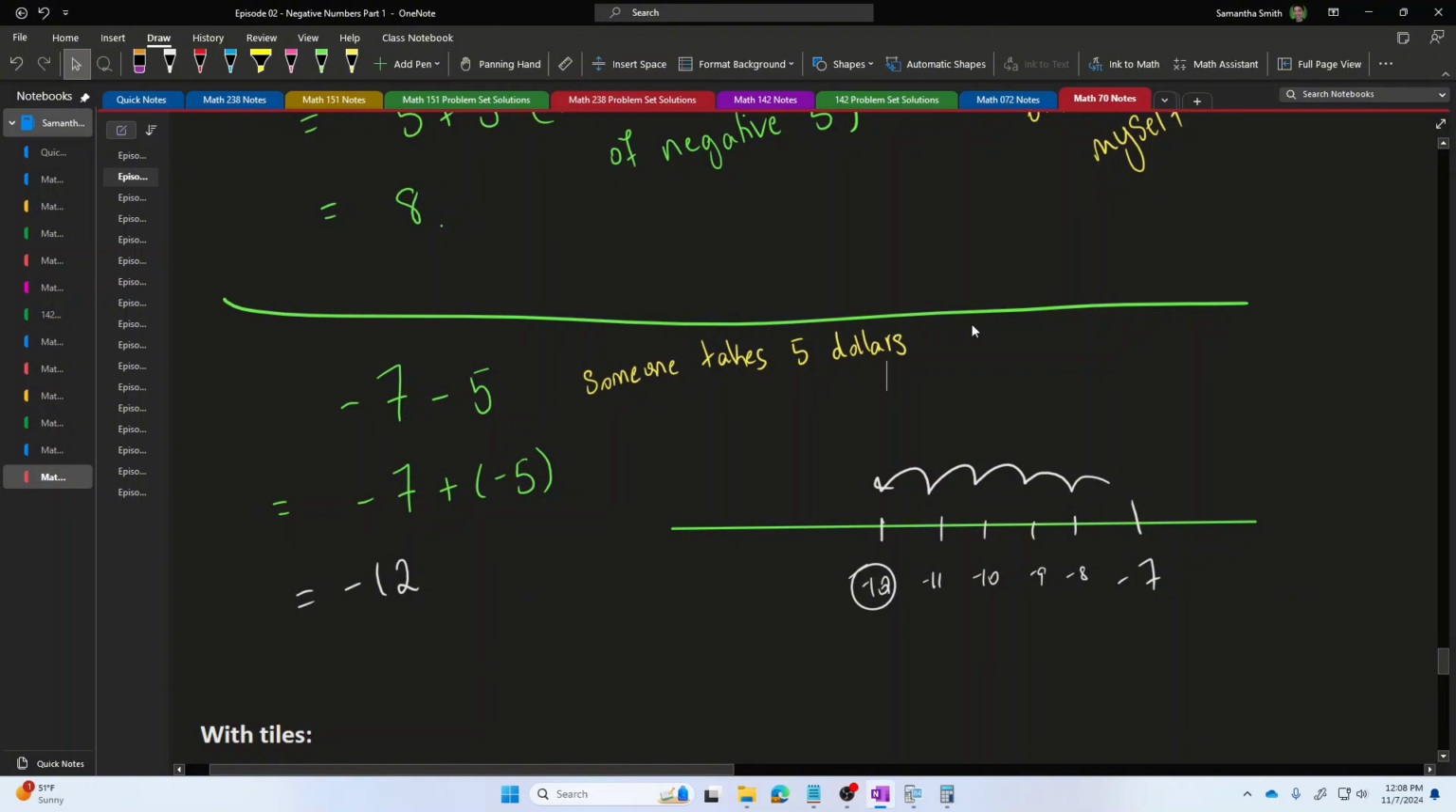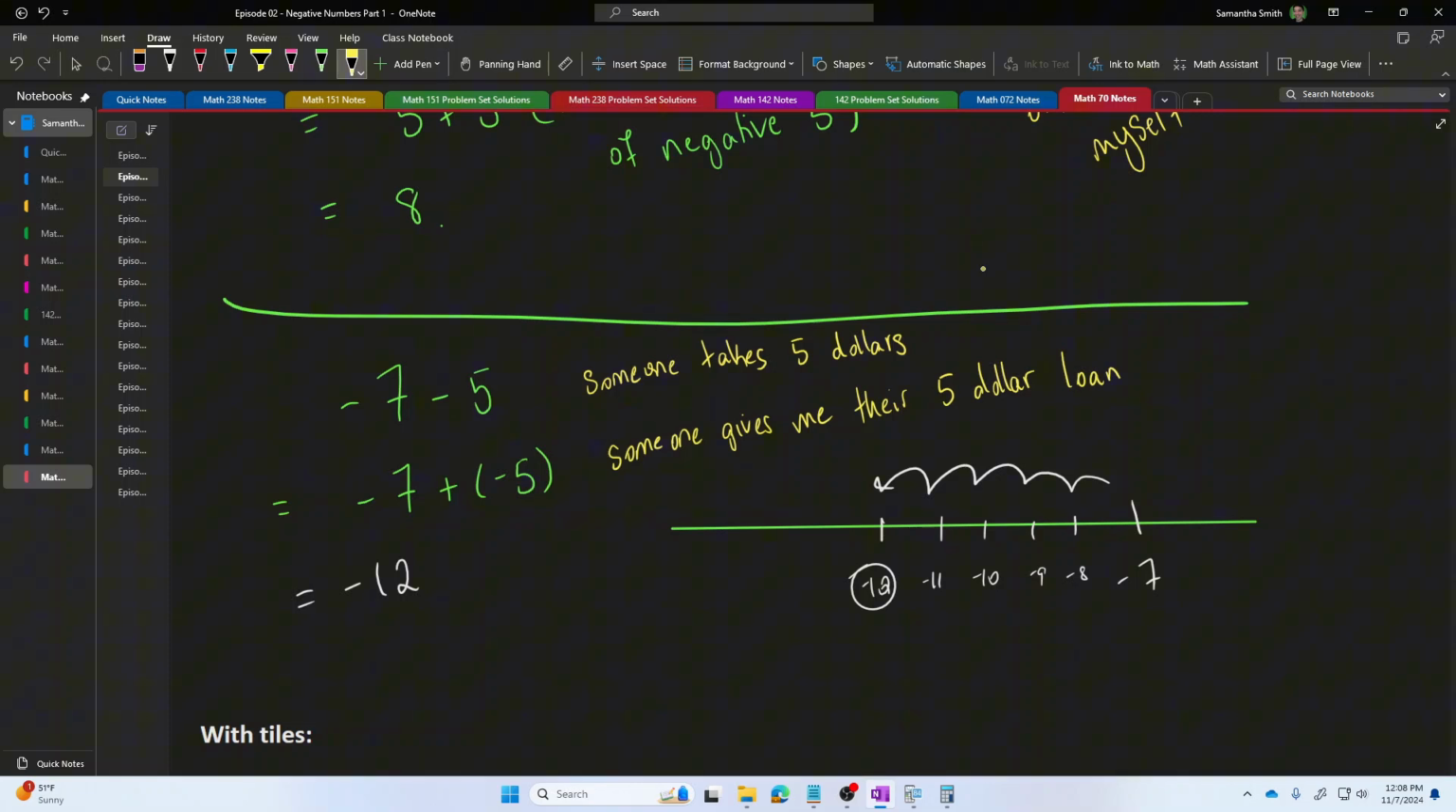But someone taking $5 from me has a similar bad effect as if someone gave me their debt of $5. If I took on somebody's $5 loan so that I have to pay $5 into that loan, that's just as bad for me as if someone just took the $5 directly out of my pocket to pay their loan themselves.